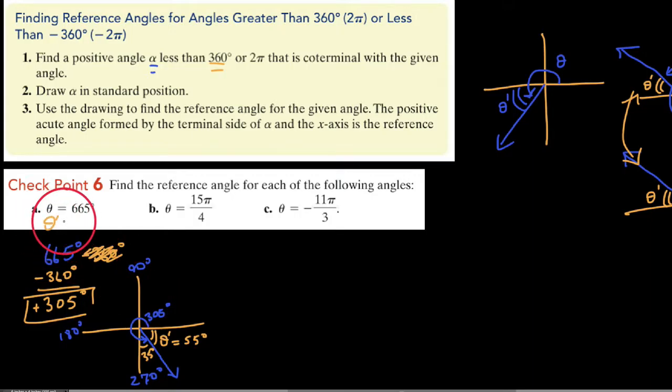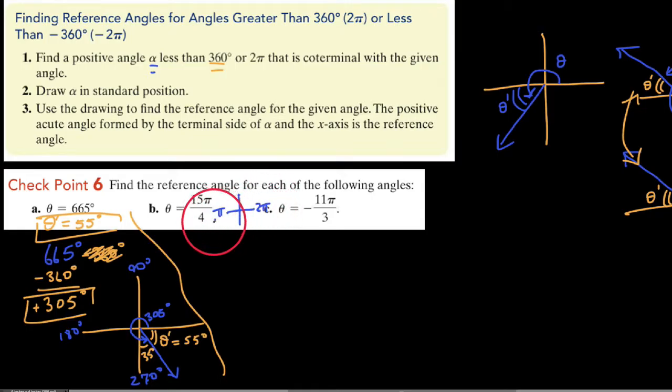So we would say theta prime, or a reference angle for a 665-degree angle, is 55 degrees. So the same idea applies over here when we're looking at a 15 pi fourths rotation. As a matter of fact, recall that when we're talking about rotations, we say this is pi, and all the way around once is 2 pi.